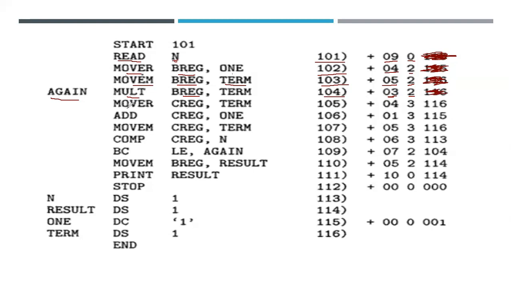Next is move R. By default the instruction number is 105 for the next instruction. Move R we know now: it is 04. Now the C register is used, which is the third register, so 3. After that, term is there. We don't know the address of term, so for the time being keep this empty.